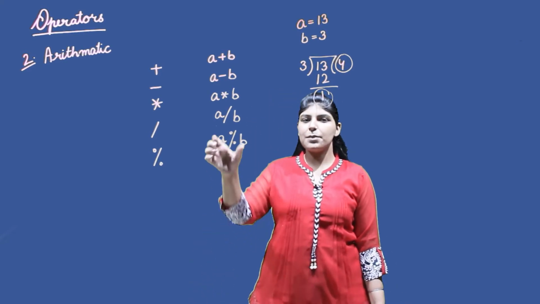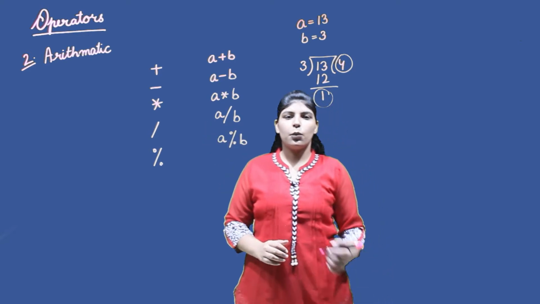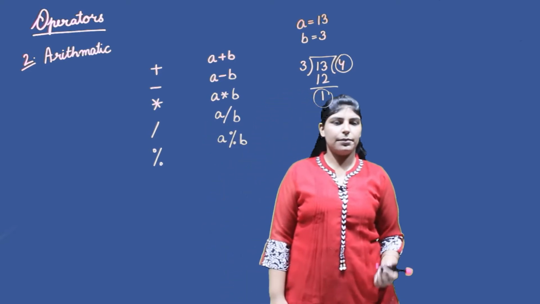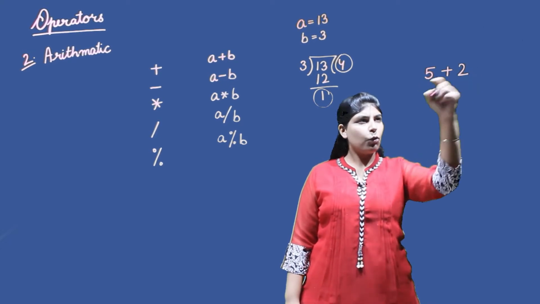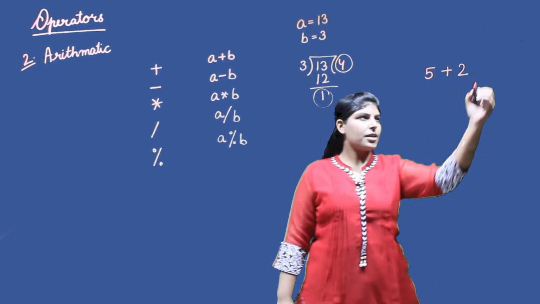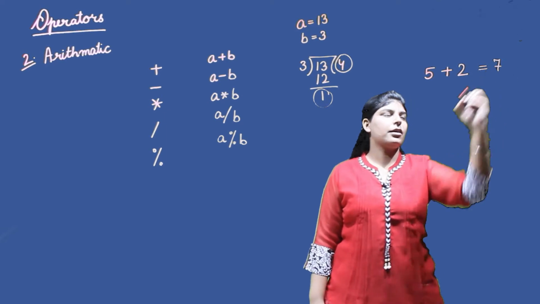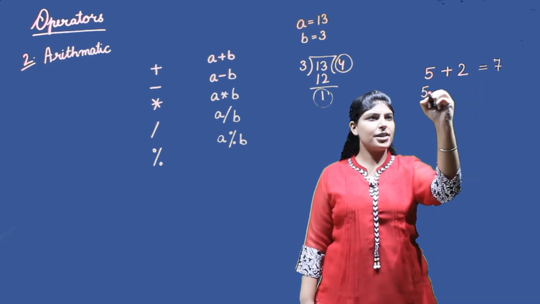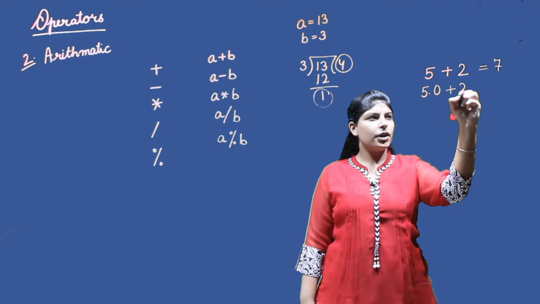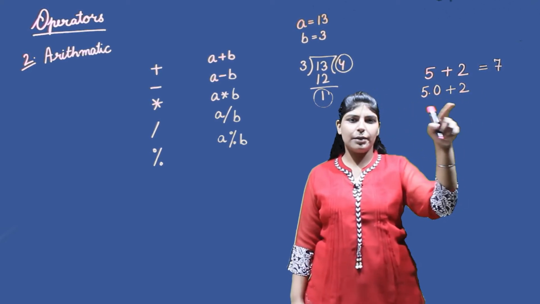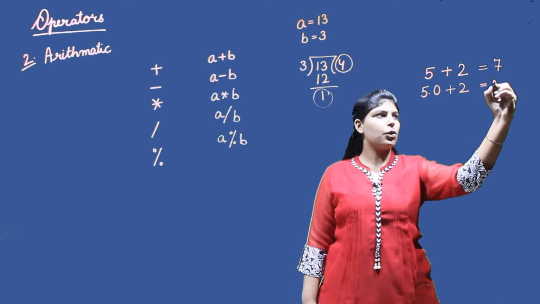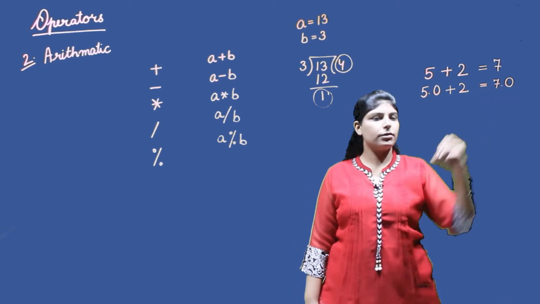But when the data types of these operands are different, we get the result in the wider data type. Let's say for example I add 5 and 2. Both of them are integers, so the answer will be an integer 7. But if I add 5.0 with 2, now this is double, this is an integer, double is wider data type than integer, so the result will be double only.